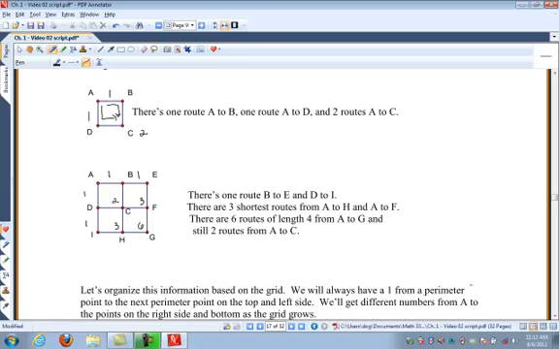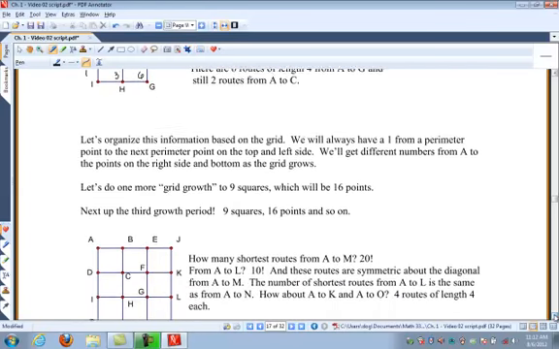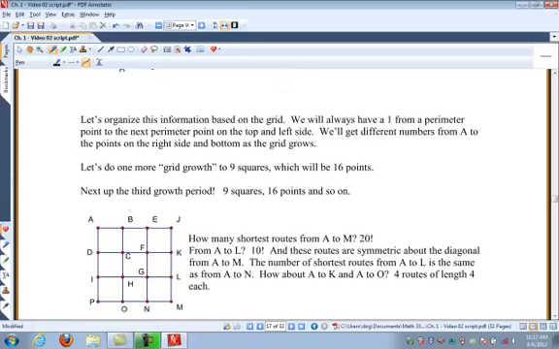So let's start organizing the information based on the grid. We will always have one from a perimeter point to the next perimeter point on the top and the left side. We'll get different numbers from A to the points on the right side and bottom as the grid grows. Let's do next up a growth period to 9, 3 squared, which will be 16 points.